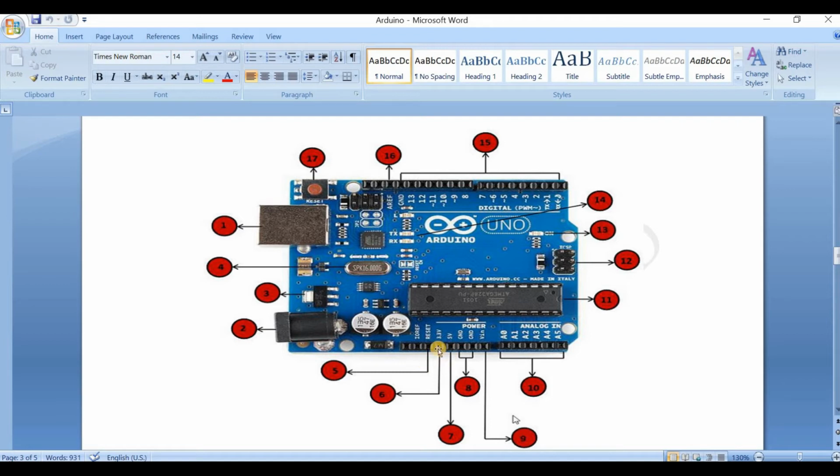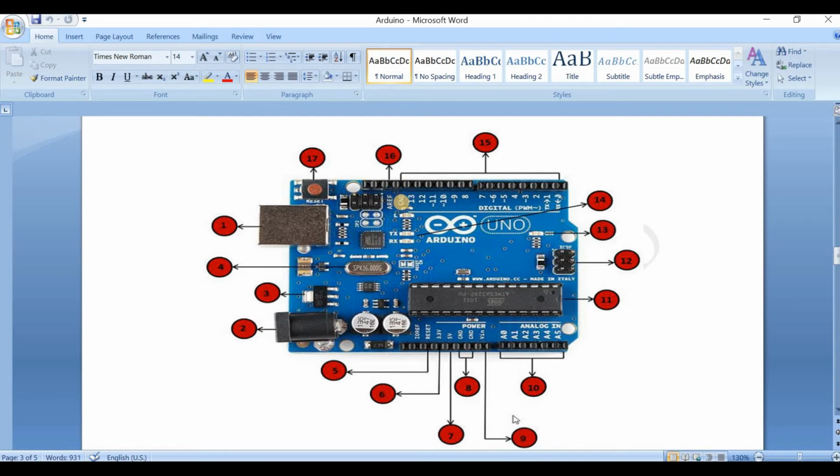Next, the 3.3 volts pin. This pin provides an output voltage of 3.3 volts to power up the external devices which are connected to Arduino. Next, the 5 volts pin. This pin provides an output voltage of 5 volts to power the external devices which are connected to Arduino. Next, these are the ground pins. Generally, there are 3 ground pins on this board. This is the first ground pin, this is the second ground pin, and another ground pin is present on the opposite side here.